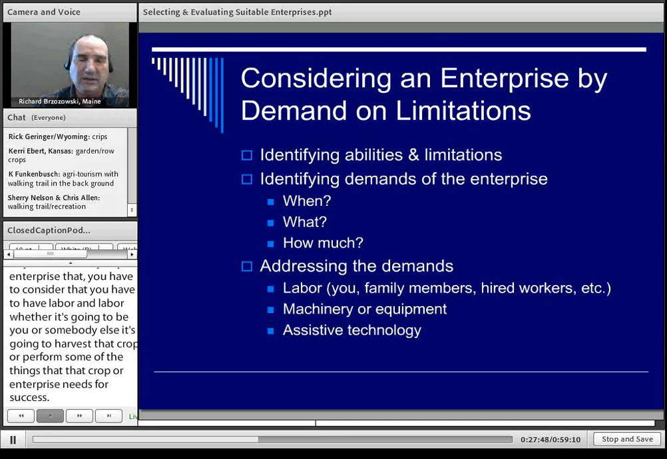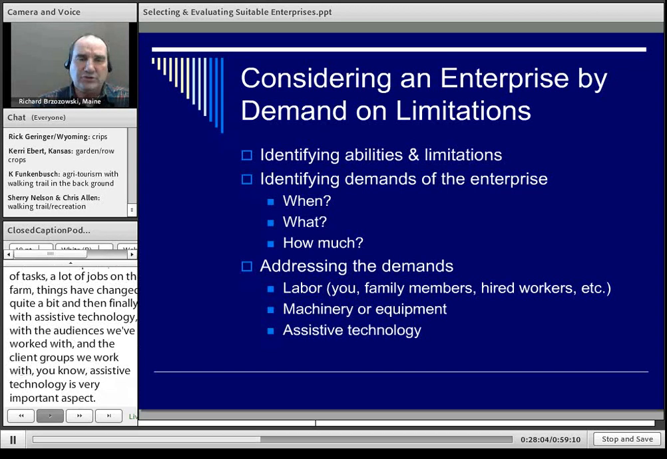And then finally, with assistive technology, with the audiences we work with and the client groups we work with, assistive technology is a very important aspect. A lot of times people don't even know about the technology that's available for them as a farmer or a rancher.